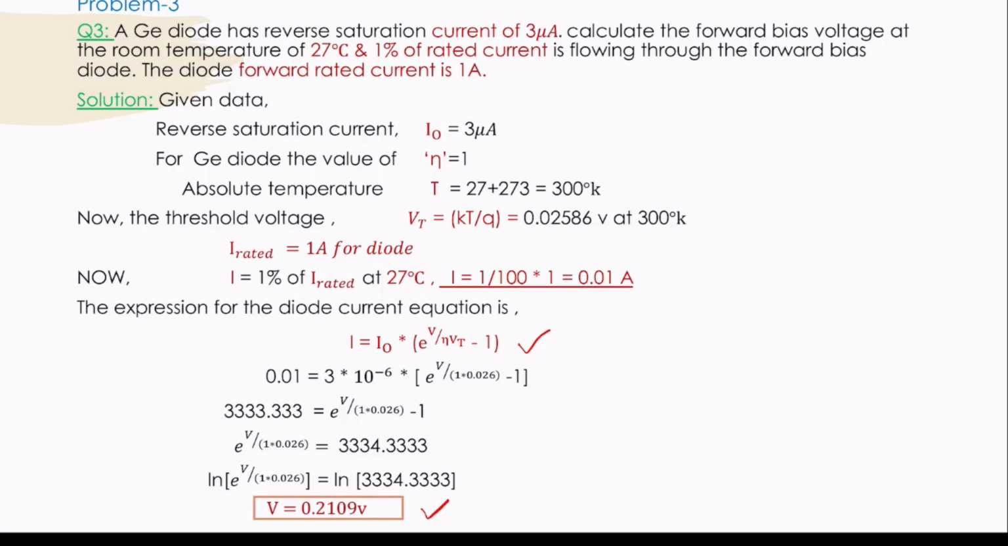So these are the problems which are related to the PN junction diode equation. Hope you like this video and understand how to derive the expression for the diode current equation.